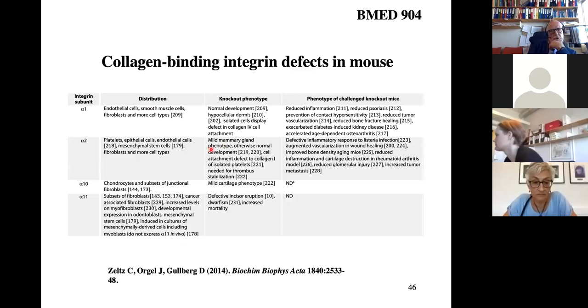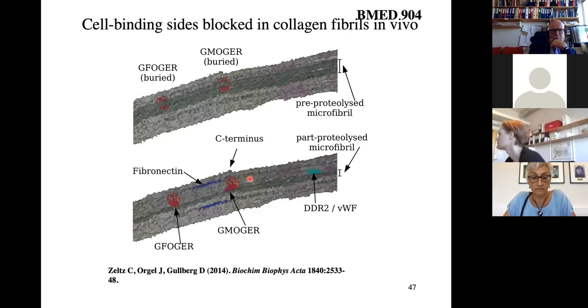We probably will not go so much into this either, that if you have mutations in individual collagen-binding integrins, this gives a mild phenotype, indicating that collagen-binding integrins have a role in processes other than embryonic development. And we will not go so much.